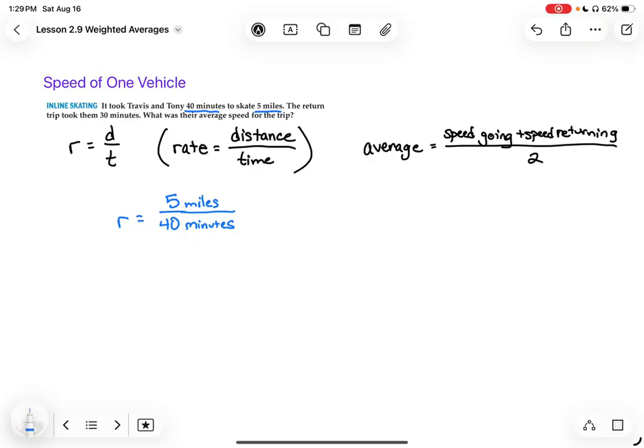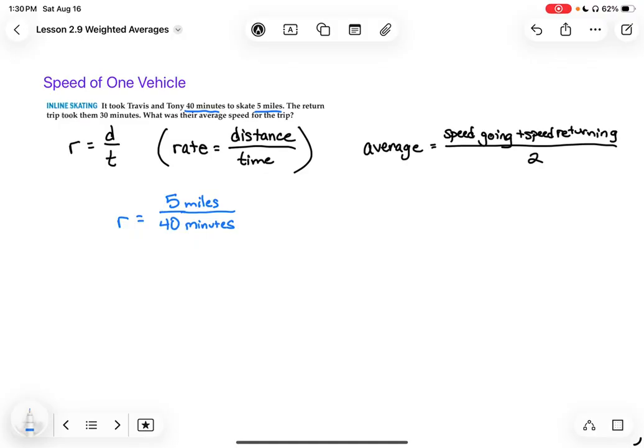Miles per minute. And there's nothing, I guess, wrong with miles per minute, but it's going to, as you can see, be a pretty small number. It's going to be a decimal because you generally don't skate very many miles in a minute. And also, it's kind of weird to tell somebody your speed in miles per minute. It's much more likely that you will tell somebody your speed in miles per hour. So maybe we should, instead of doing minutes, do hours.